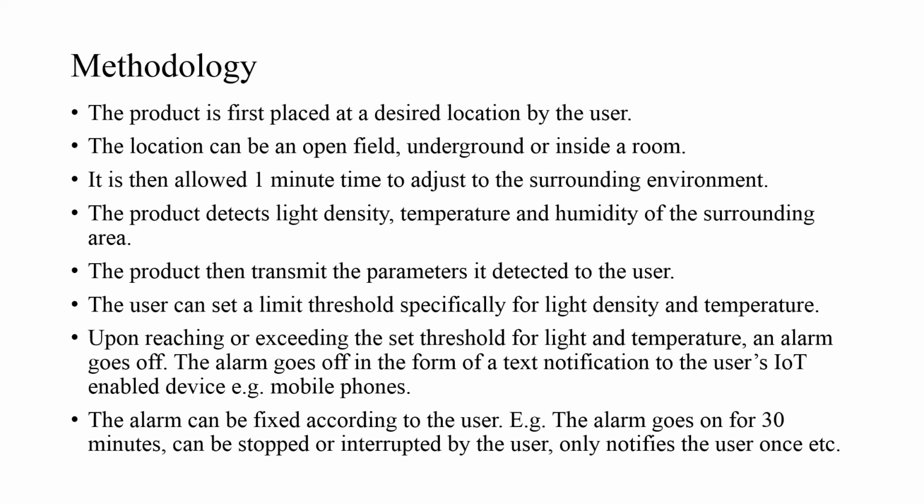The user can set a limit threshold specifically for light density and temperature. Upon reaching or exceeding the set threshold for light and temperature, an alarm goes off. The alarm goes off in the form of a text notification to the user's IoT-enabled device, for example, mobile phones. The alarm can be configured according to the user. For example, if the alarm goes on for 30 minutes, it can be stopped or interrupted by the user. It can also only notify the user once, and so on.